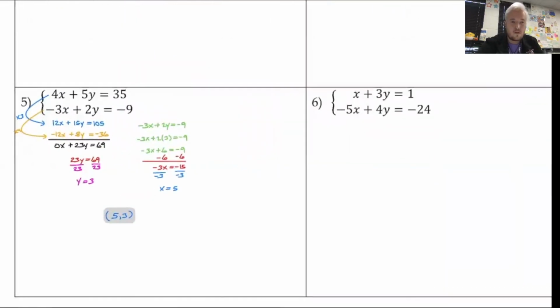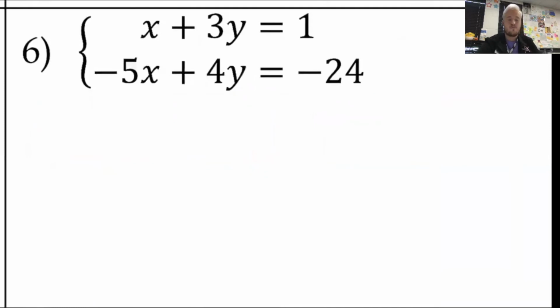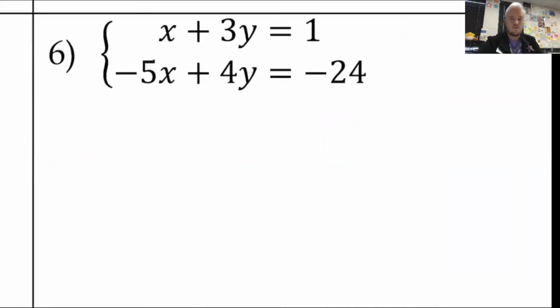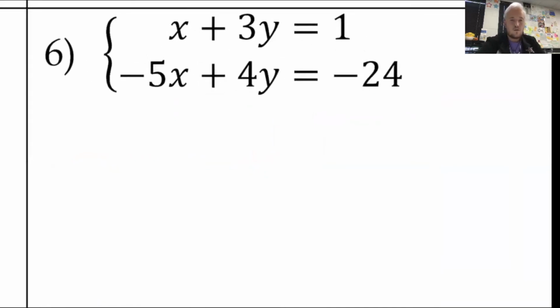All right. Last but not least. So notice how both of our equations are already in standard form. So no rearranging has to be done. So I would actually say pause here and try this one on your own. Or if not, no worries.